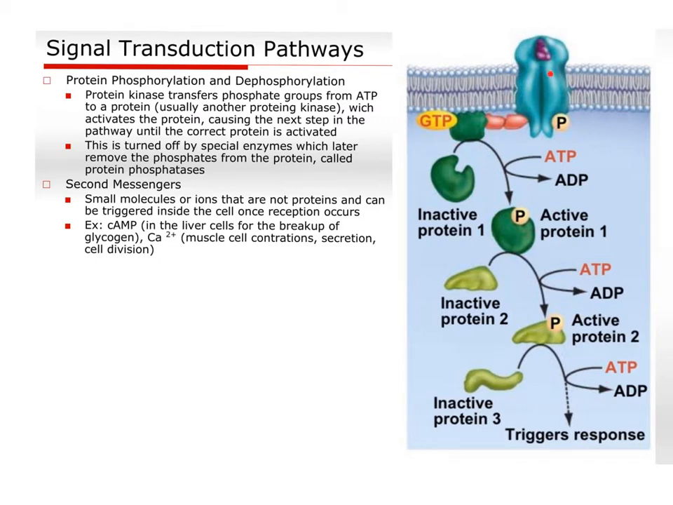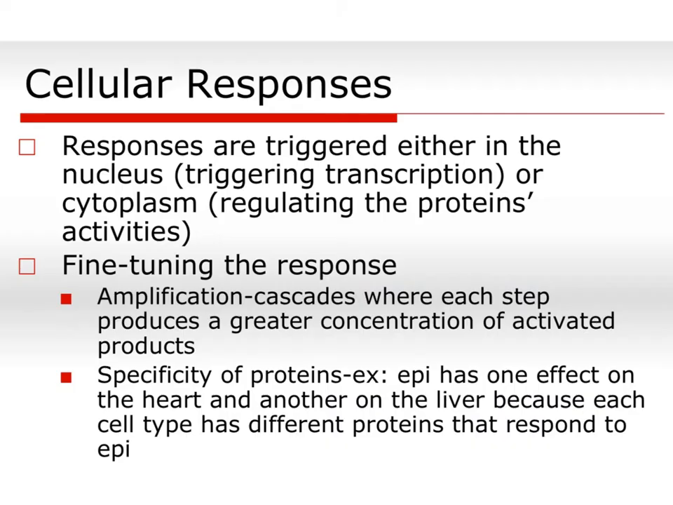So instead of the ligand binding being the thing that starts off this signal transduction pathway, the ligand binding produces a second messenger instead, and it's that second messenger that would start our phosphorylation cascade. All right, so responses by the cell are triggered either in the nucleus or on the surface of the cell, depending on what the ligand is, if the ligand's capable of getting through.